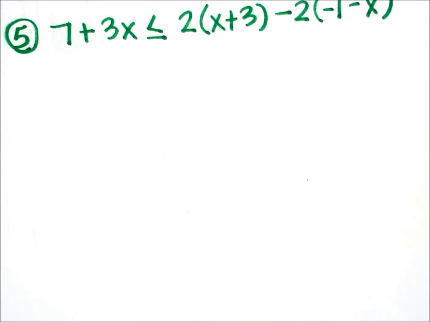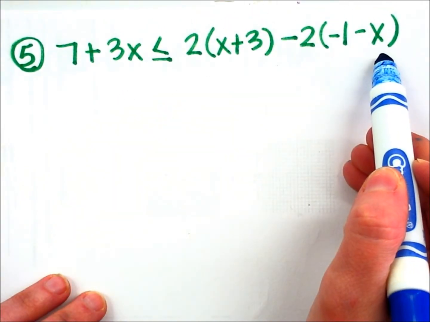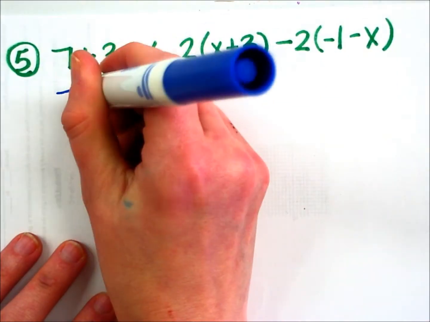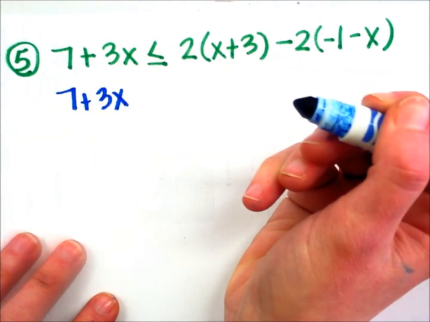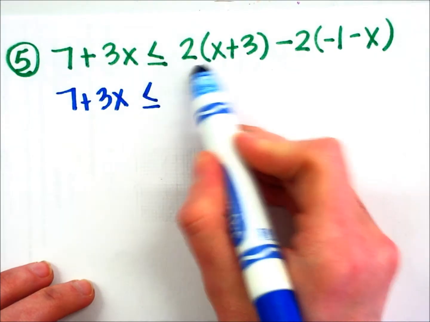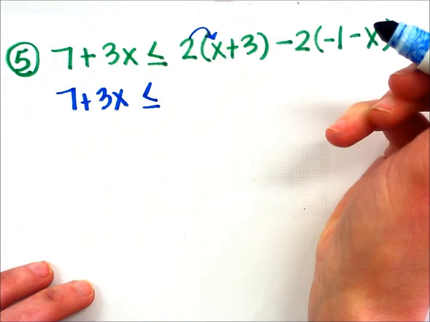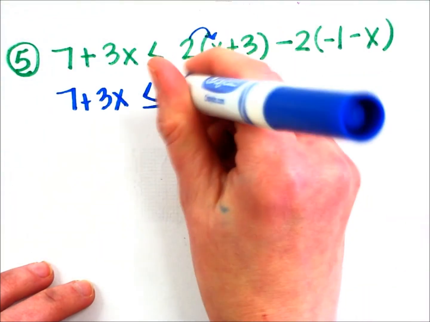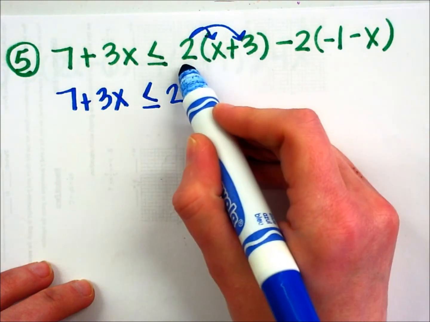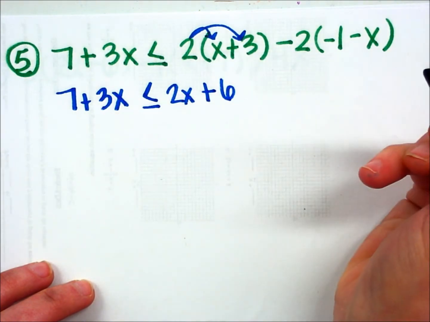Let's try a more difficult one. In number 5, I have parentheses. Before we can do anything, we need to get rid of the parentheses. So over here on the left-hand side, nothing is affected. There's no parentheses, so I'm just going to bring that down. The first set of parentheses says 2 times the quantity x plus 3. So I use my distributive property. I'm going to say 2 times x to give me 2x. And then I'm going to think of this as positive 3. 2 times positive 3 is positive, so I'm putting a plus, positive 6.